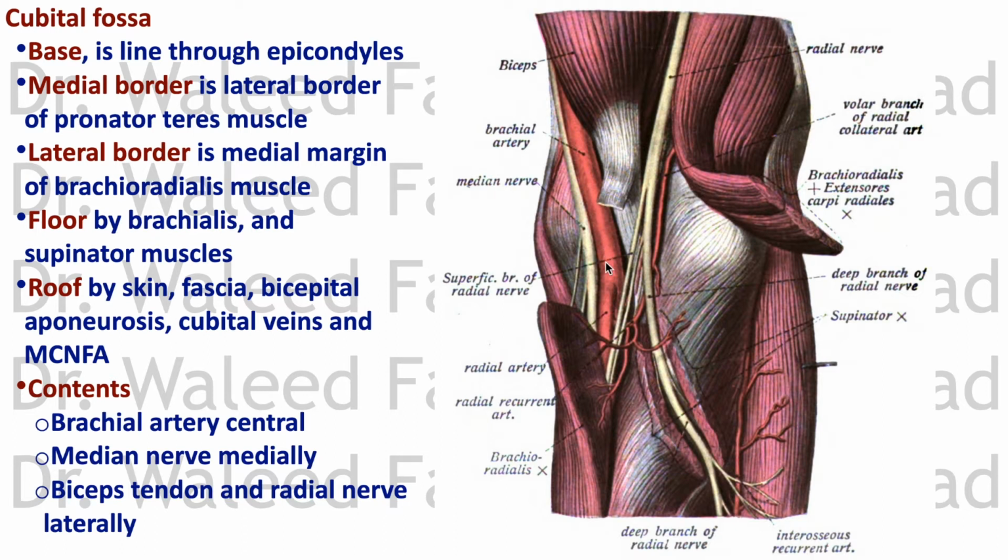The median nerve will be medial to the artery, and this is a specimen of the left arm, by the way. This is medial and this is lateral. The brachial artery is central, the median nerve is medial, then the tendon of biceps and the radial nerve lateral.